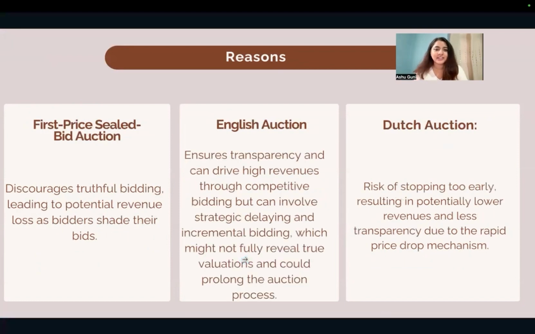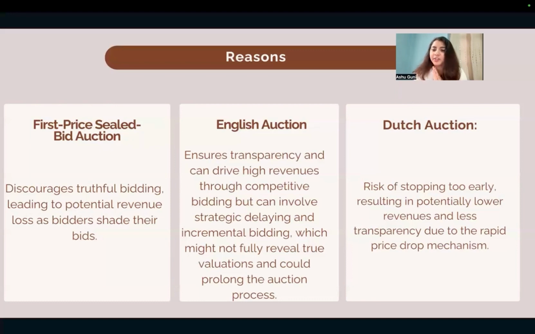And I have also mentioned the reasons why I don't think other auctions are suitable for this condition. First price sealed bid auction discourages truthful bidding, and it leads to potential revenue loss as bidders shade their bids. English auction, I think, can be quite a suitable method for this condition as it ensures transparency and can drive high revenues through competitive bidding. But I don't suggest this in the scenario as it can involve strategic delaying and incremental bidding, which might not fully reveal true valuations and could prolong the auction process. This is the reason for omitting English auction from the list as well.